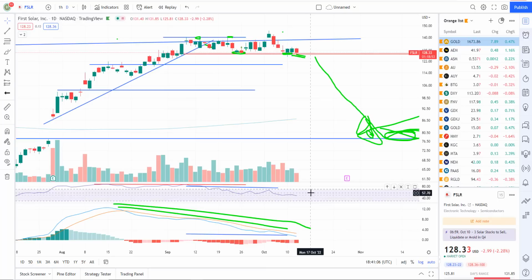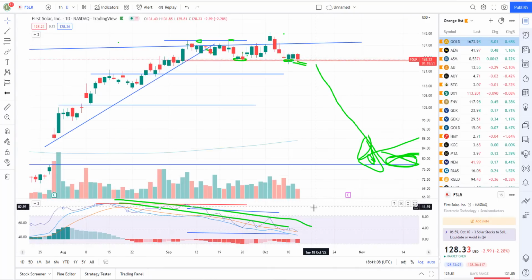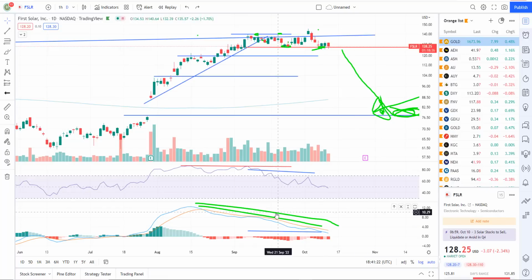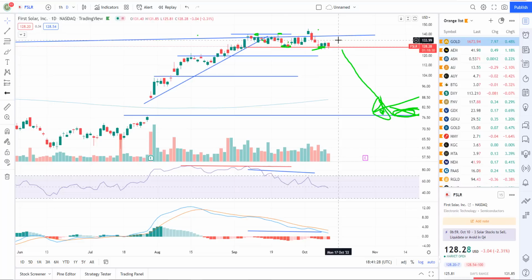We have negative divergence on both momentum indicators. So I do think, if I can get my chart right, there it is. All right, so there's your negative divergence on the PPO, and it's on the RSI. So I think we're going to cut. I do think we are going to get a gap down, but I just don't see it yet.